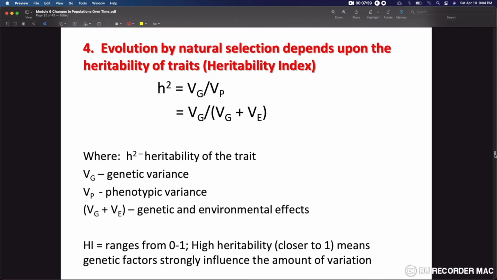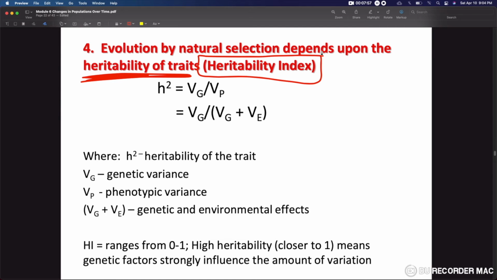Now, moving on. In evolutionary ecology, evolution by natural selection also depends on the heritability of traits. Sa mana-mana lang yan, sabi nila. At i-compute natin dyan yung heritability index. So, how do we compute for the heritability index?